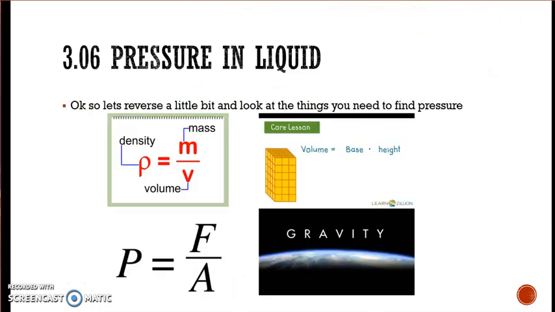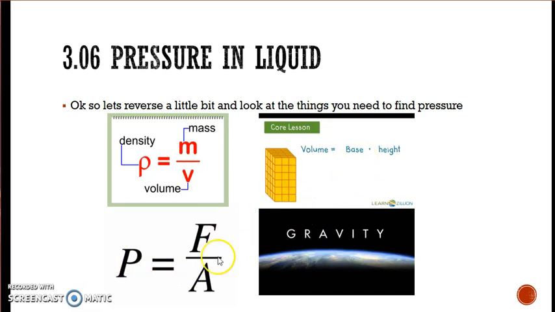Okay, let's go next to pressure in liquids. Let's reverse a bit so you guys can get a head start. Here are the things you need. Here's density. You might have probably forgotten about it. This symbol is called rho. It looks like a P, but it's rho. And it's mass over volume. That's basically what rho is. And here is volume. You should know this already.